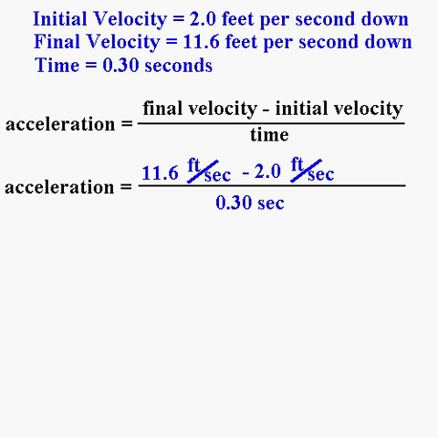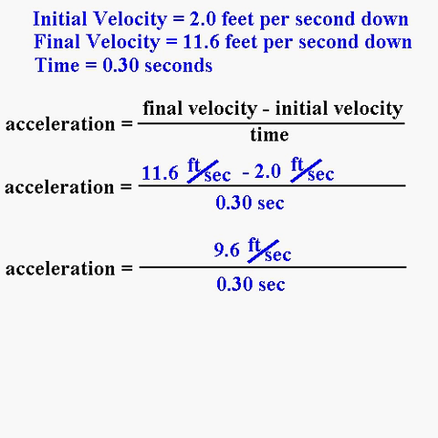I have to do the subtraction first. 11.6 feet per second minus 2.0 feet per second is 9.6 feet per second. So acceleration is 9.6 feet per second over 0.30 seconds. Now remember, a fraction just means divided by. So I could rewrite this equation as 9.6 feet per second divided by 0.3 seconds.